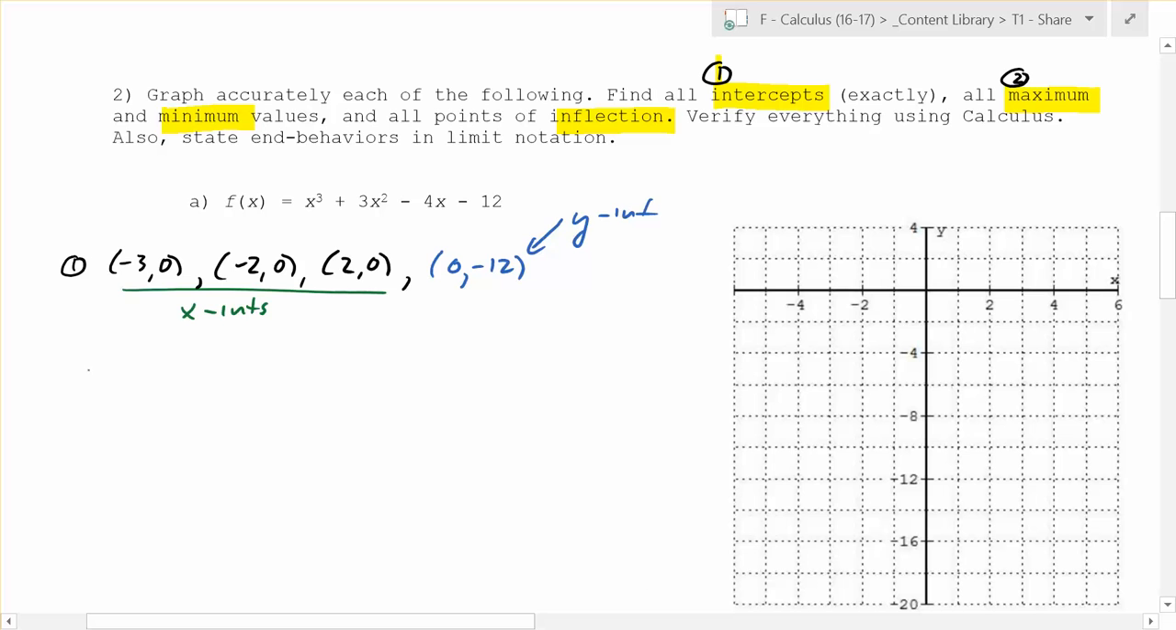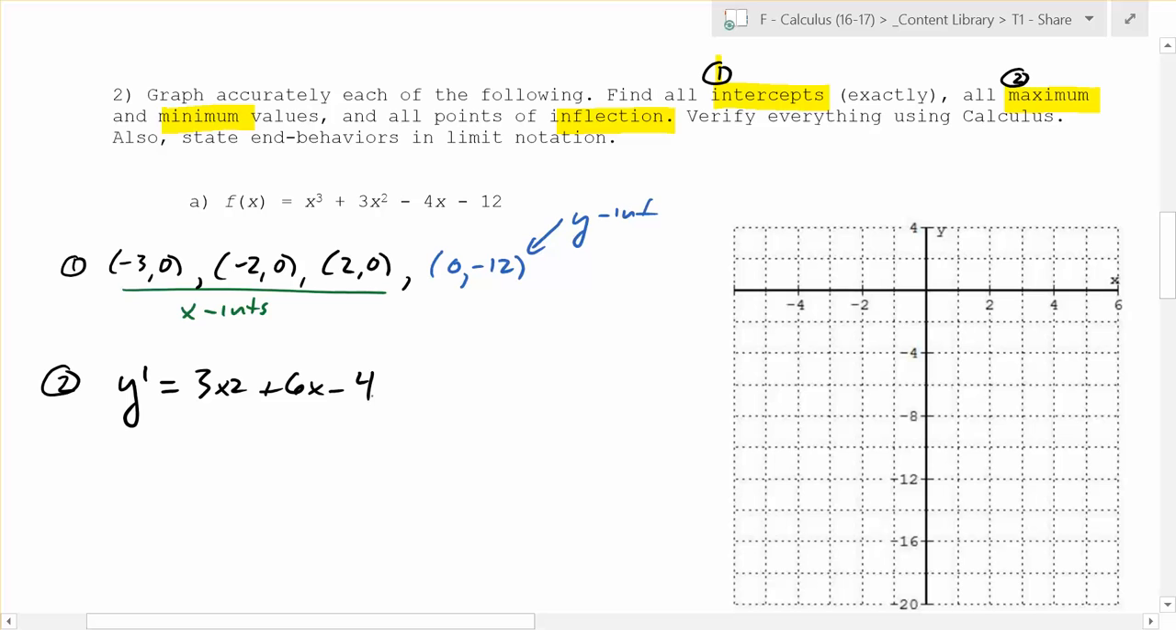In order to find the max and min locations, everybody, what do you have to do first? What's the first thing you do? Find f prime. Can you tell me what f prime is, Natalie? What's y prime going to be? 3x squared plus 6x minus 4. Minus 4. Exactly. Y prime.